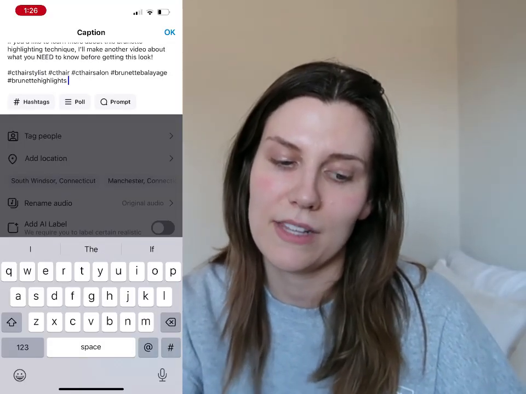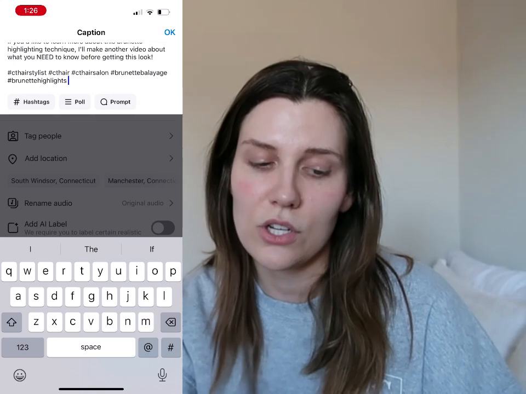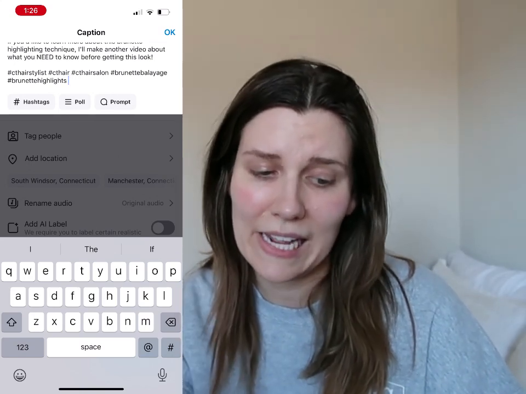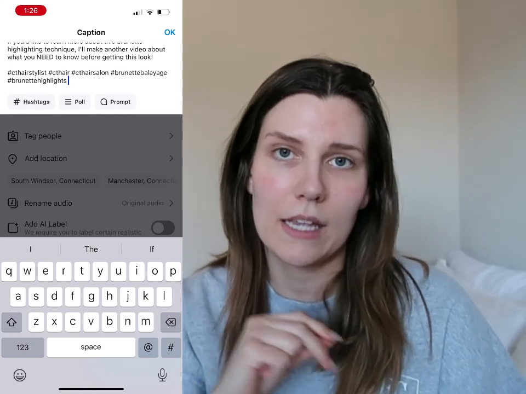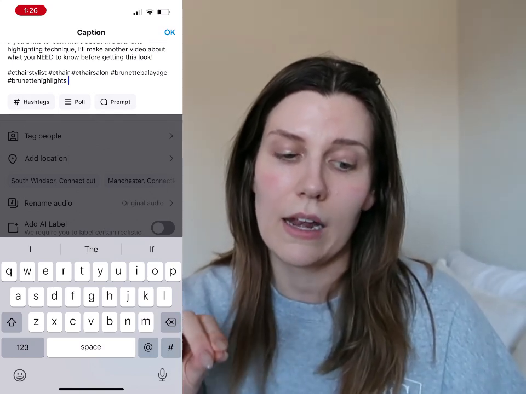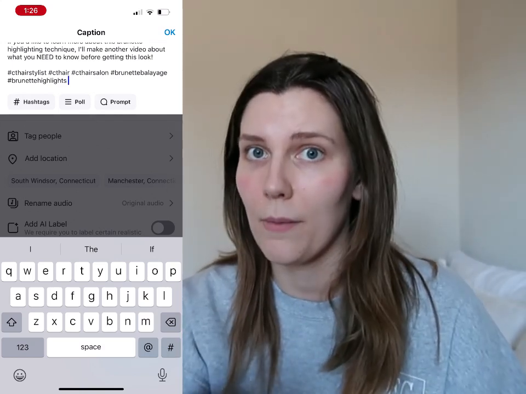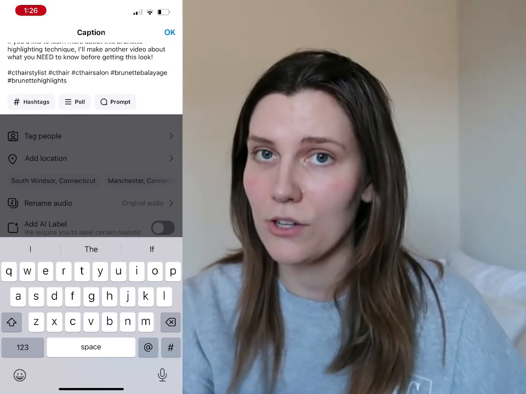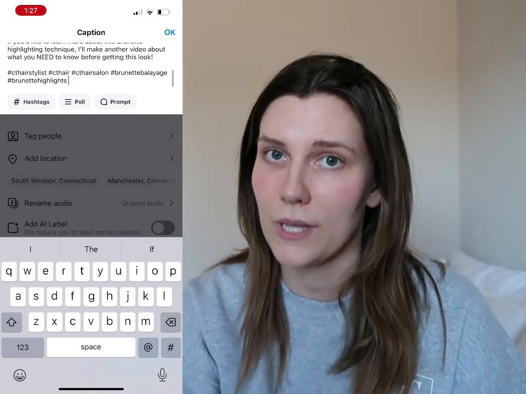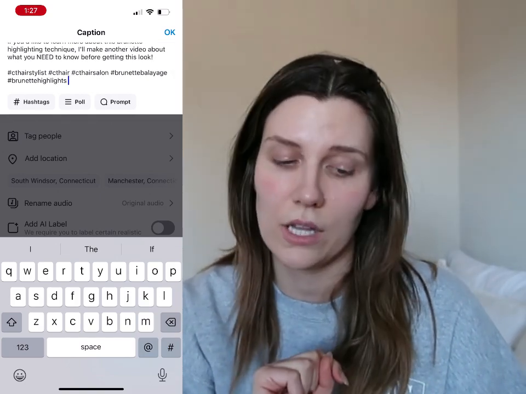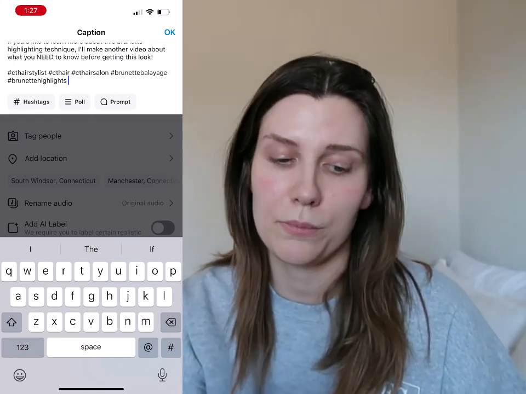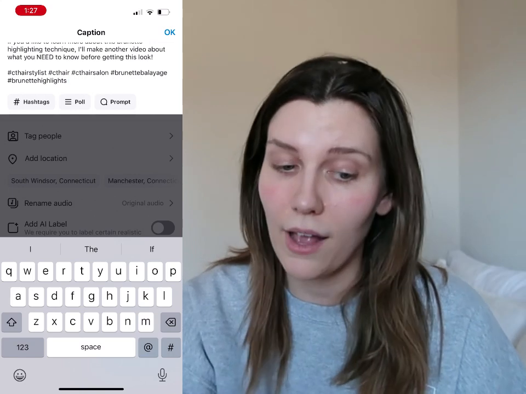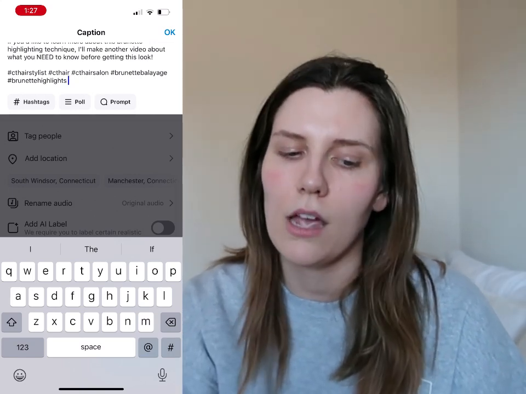And then I pick my hashtags. I usually keep it between 5 and 7. I always do CT Hairstylist, CT Hair, CT Hair Salon, because those ones are the ones that I have clients coming and sitting in my chair saying they found me through those hashtags. So I'm always using those. And then for this reel, since it was brunette highlights, I did hashtag brunette highlights and hashtag brunette balayage.